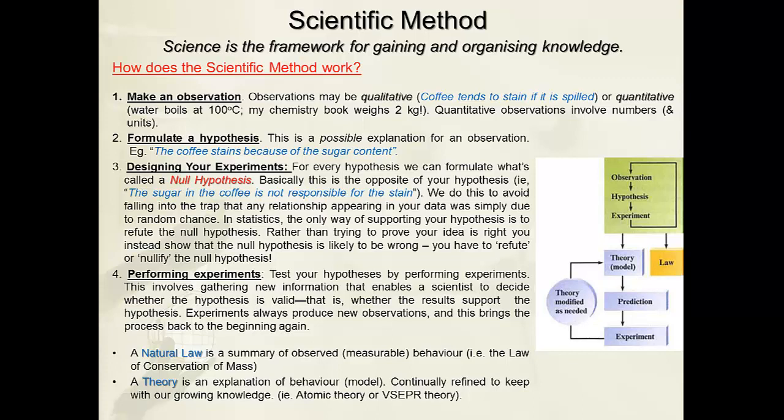And with every hypothesis, there will be a null hypothesis. So this is where we design our experiments. Basically, a null hypothesis is the opposite of our hypothesis. So our null hypothesis in this case will be the sugar in the coffee is not responsible for the stain. Now, this is really important because you need to check your data and check your statistics after you perform the experiment to make sure that you're not just seeing the result that you want to see, okay? And this is really important.